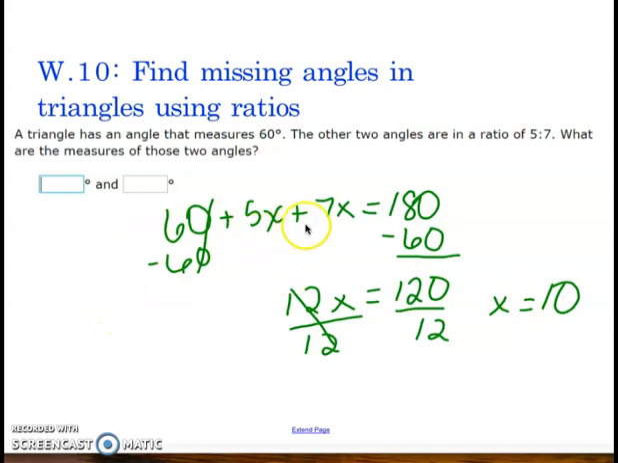Now that I know x is 10, the angles are in a ratio of 5 to 7. So 5x was the second angle, so that is going to be 50 degrees. And 7x was the third angle, so that is going to be 70 degrees. So the triangle is 60, 50, and 70. I will show you another example like this.